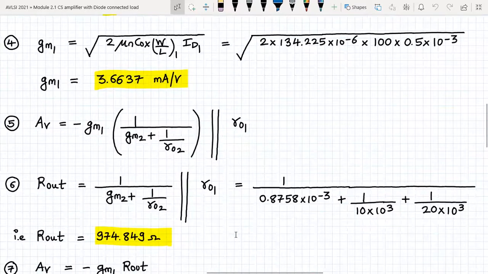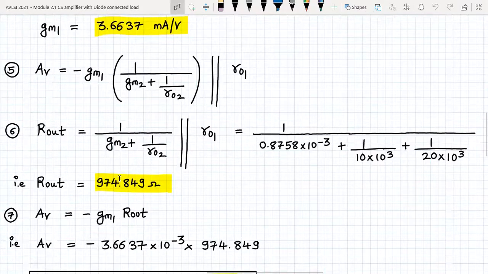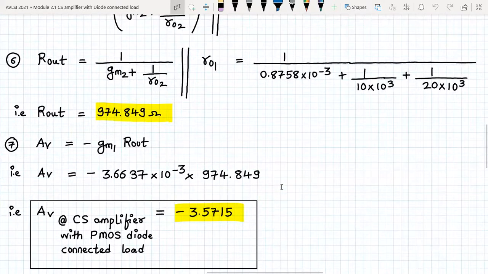Once we solve it, we get R out equal to 974.849 ohms. We substitute that value in the gain formula, where we have minus GM1 into R out. GM1 value is 3.6637. You multiply it with R out, which is 974.849, and you will get the small signal voltage gain of the CS amplifier with a PMOS diode connected load as minus 3.5715. So that's the value of voltage gain which we get after solving this numerical.